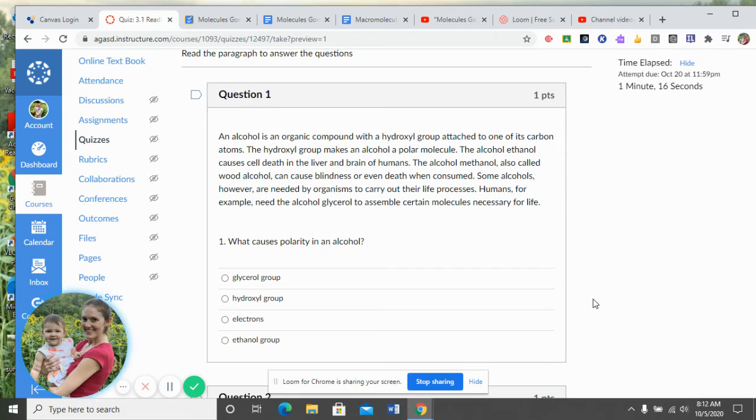An alcohol is an organic compound with a hydroxyl group attached to one of its carbon atoms. The hydroxyl group makes an alcohol a polar molecule.